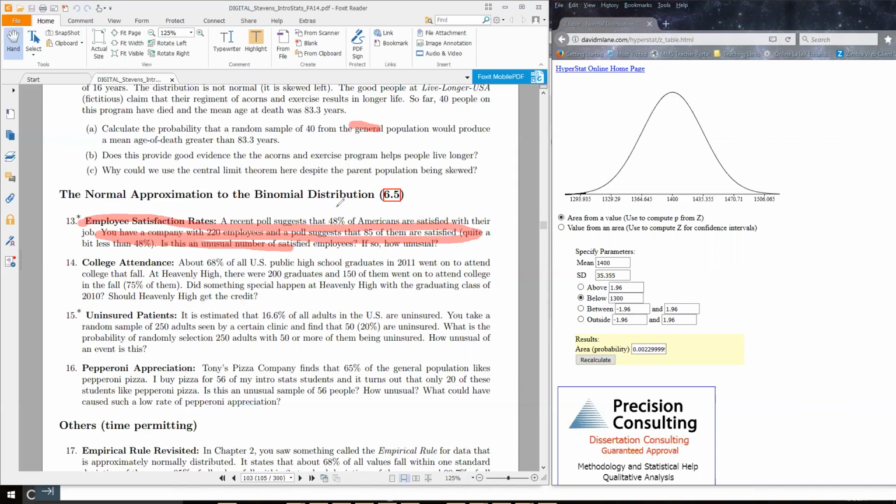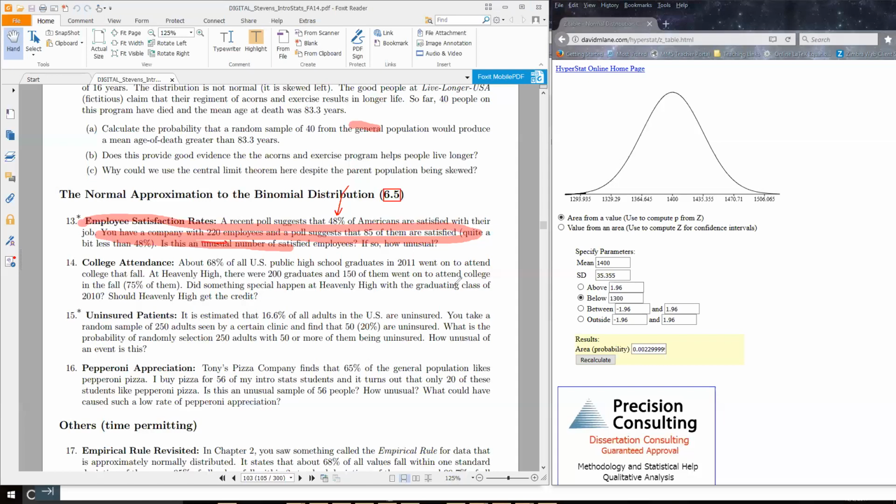Well, I know the probability that any one American is satisfied with the job is 0.48. So I guess that stays the same from employee to employee. I also know that I have a fixed number of trials, so I have 220 employees. It's a yes or no kind of question: are you satisfied with the job or are you not? And it stays the same from employee to employee.